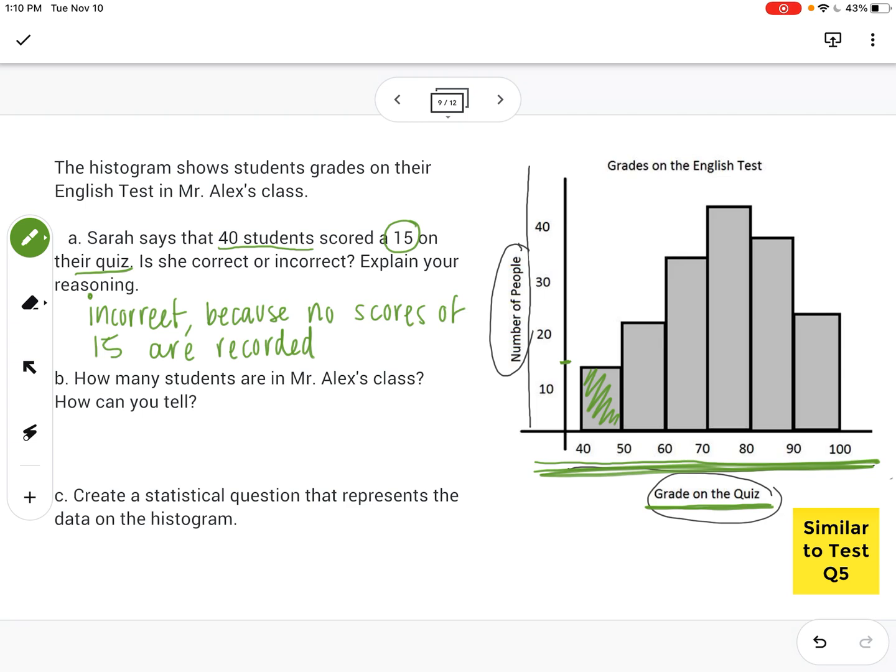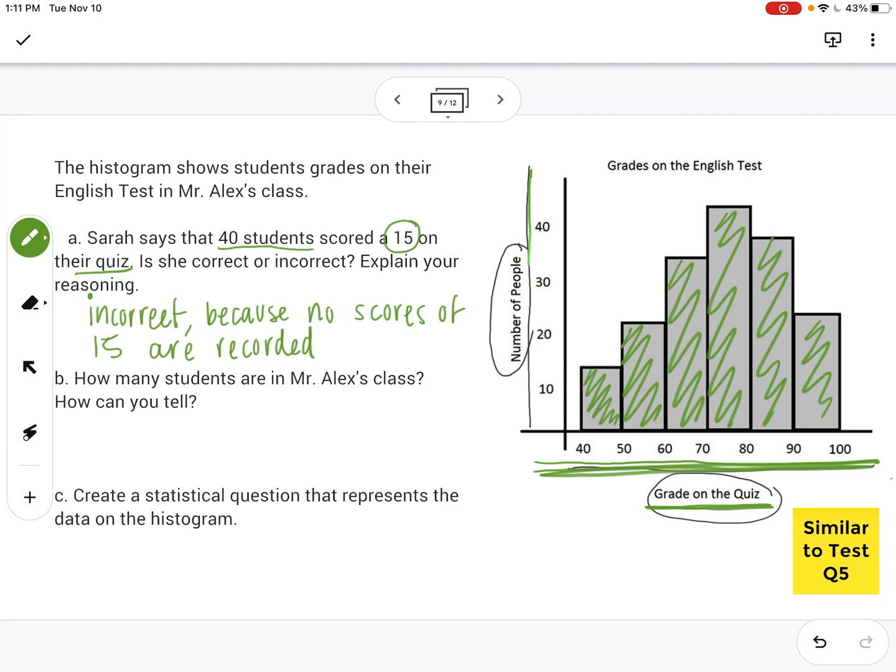All right, so how many students are in Mr. Alex's class? How can you tell? So part B is also testing our understanding of a histogram by seeing if we know how to get the total number of people that this accounted for. And the way we'll do this is we will calculate each bar and see what it represents, and then at the end we will add them all together.